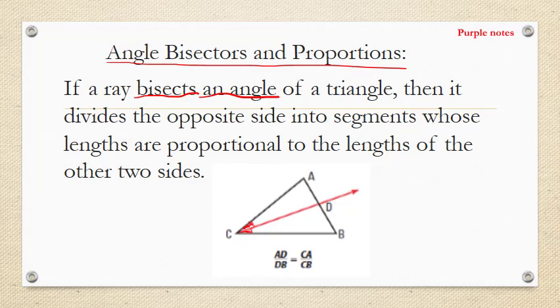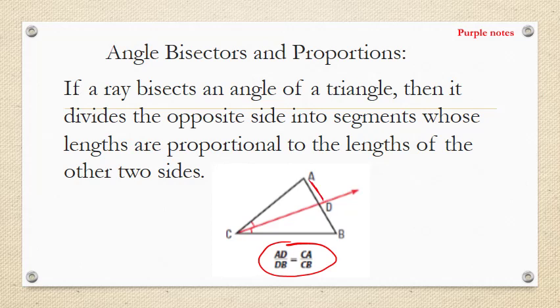So if a ray bisects an angle of a triangle, then it divides the opposite side into segments whose lengths are proportional to the lengths of the other two sides. The opposite side from angle C would be AB, right? So we're saying this portion and this portion are going to be proportional to the sides that are adjacent to the angle. So it's probably easier to see if we just look at the ratio that they set up. They said AD, this side length, over DB is going to be equal to AC over BC.